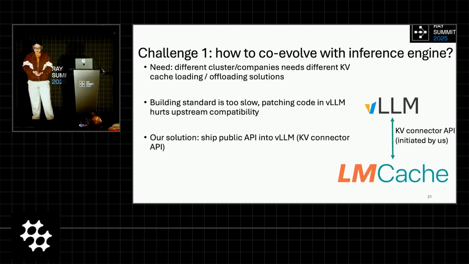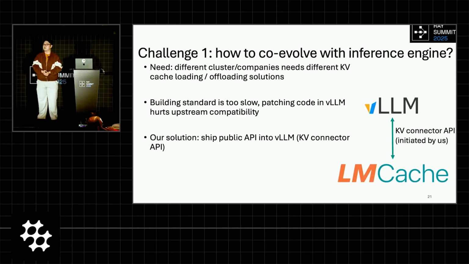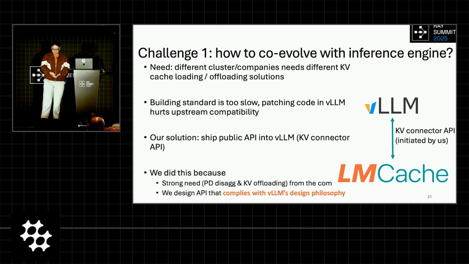So our solution is that we ship a public API into vLLM. Basically, we build a public API set into vLLM and maintain it, and that's the approach we're taking. I guess that's one of the key components of making LMCache successful, because people in open source typically don't take that route. They don't build a public API in another open source project, and we did it. Why did we do it?